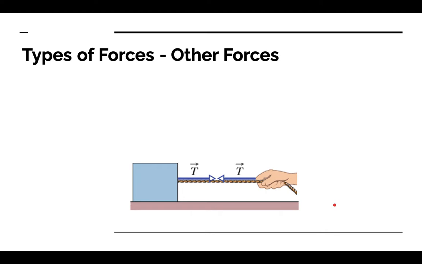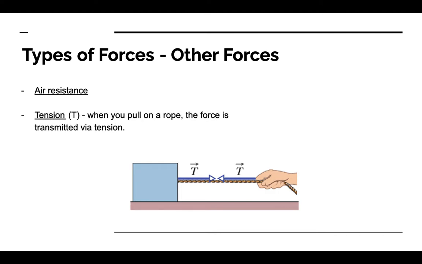Some other forces don't exactly fall into classes of forces: air resistance, which we'll look at in 2.2, and tension, represented by the letter T. When you pull on a rope, the force is transmitted via tension. Tension is the force exerted along a tense material, such as a rope or maybe the muscles in your arms, and so on and so forth.